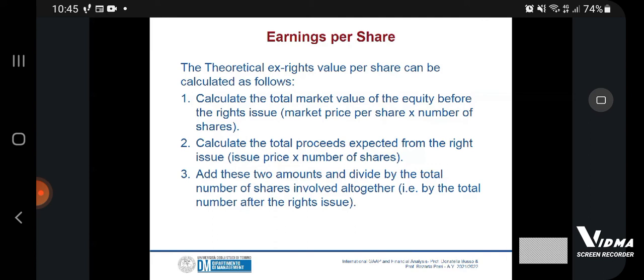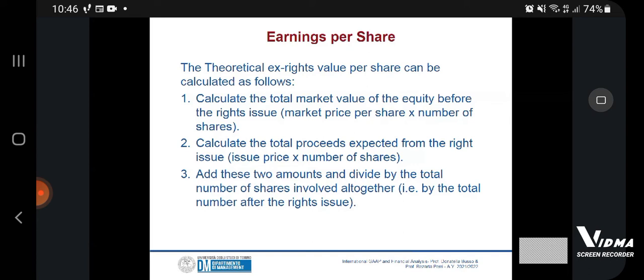Okay? So what we basically do is sum together the market value, or the capitalization value, before the rights issue, plus the proceeds, how much money I'm taking from issuing these rights, and all this value we divide by the new number of shares after we are issuing the rights. Again, this is a price that we are trying to calculate. This is not the share price after issuing the right.